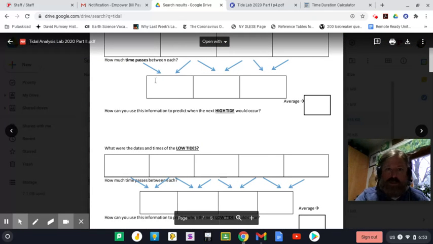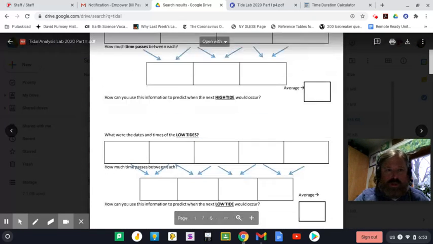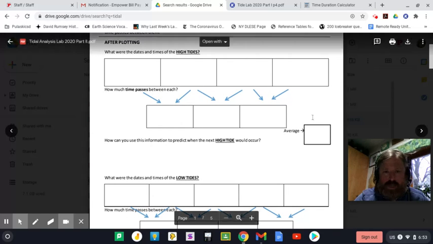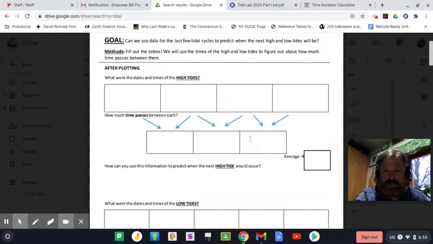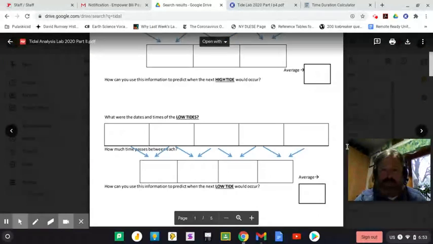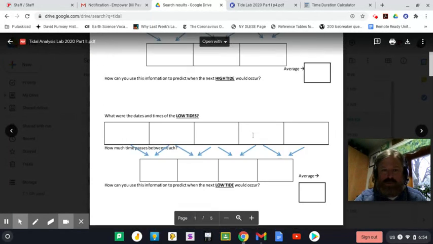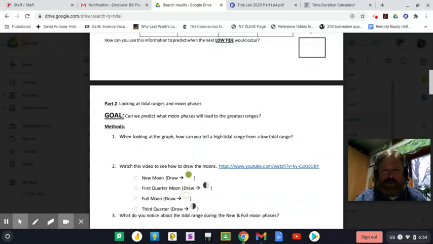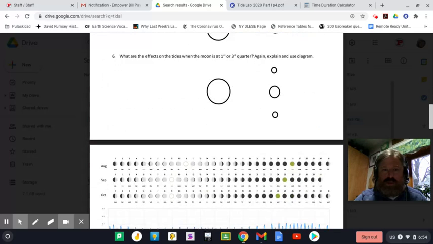So yeah, 1, 2, 3, 4. High tides are first. Then how much time between them, then get an average. Then how could you predict when the next one would occur? Which is just like, once you understand a pattern with these cyclical things, you just extend that into the future, right? So you'll just say it's that much time after the most recent one. Same deal with the low tides. And then what we're going to do is this deal.